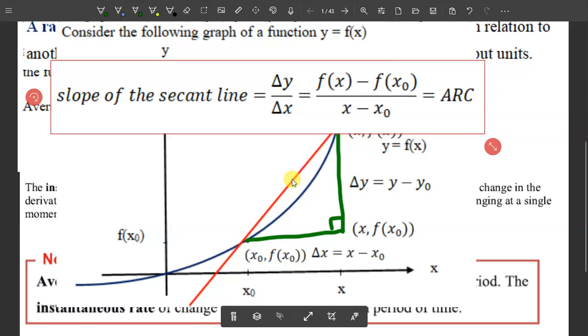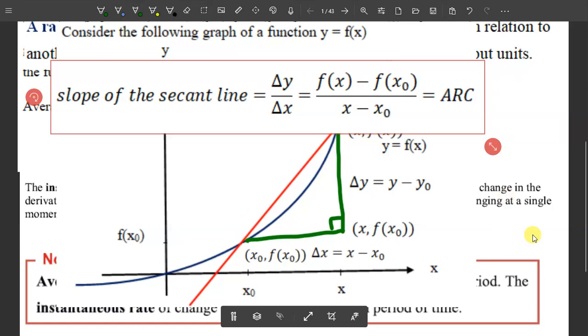line. It is this slope that we say is the average rate of change of a function. We call this slope, the slope of a secant line, the average rate of change. That is how we define the average rate of change.